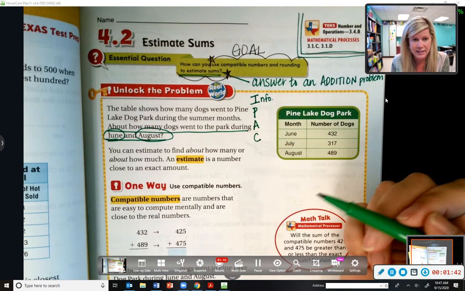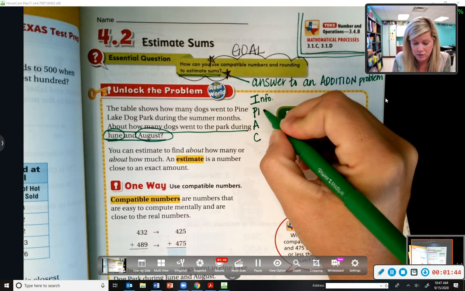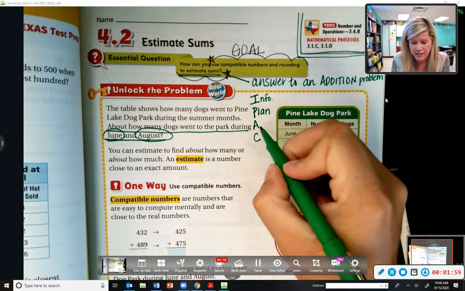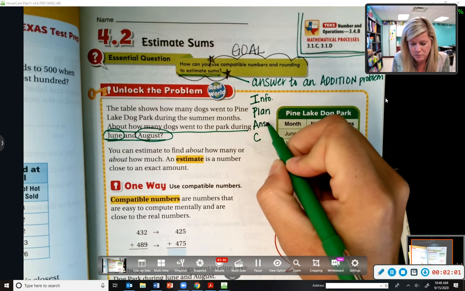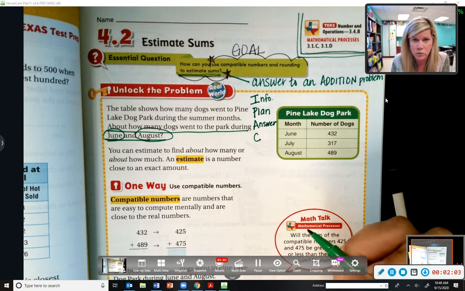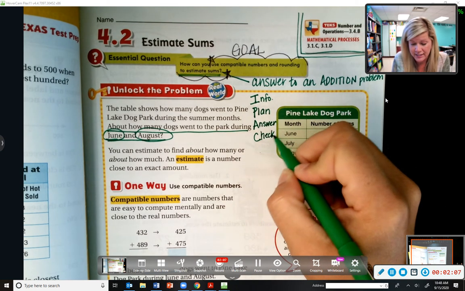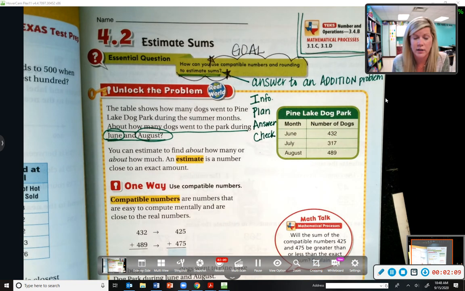Okay? The next one is plan. We want to quickly get an idea in our head of what we need to do to solve the problem. There may be keywords in there that tell you what to do. There may be keywords in there that tell you this is a multi-step problem. Okay? The next one is to answer. And we always want to show our work, don't erase anything. And then the last one is check. Estimating can also help us check our work.